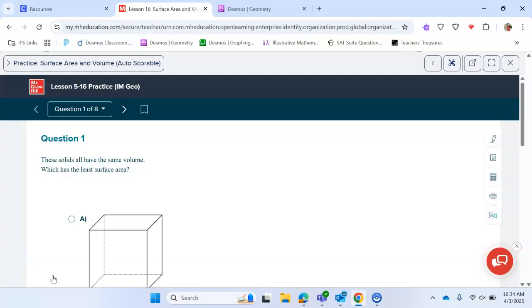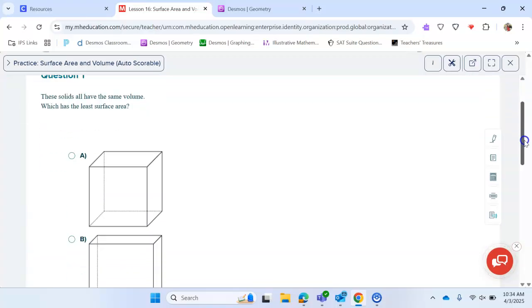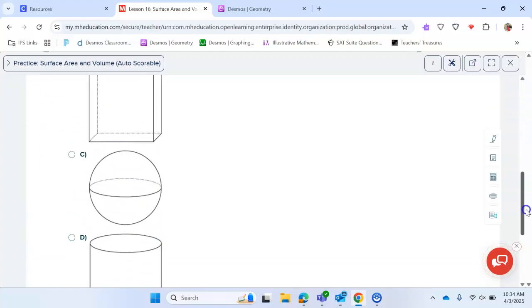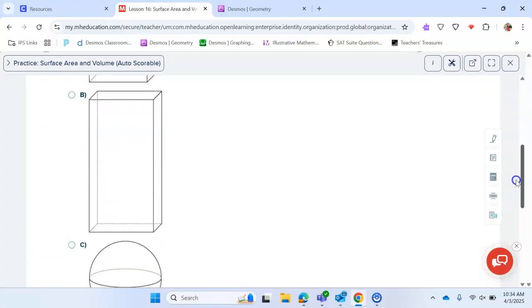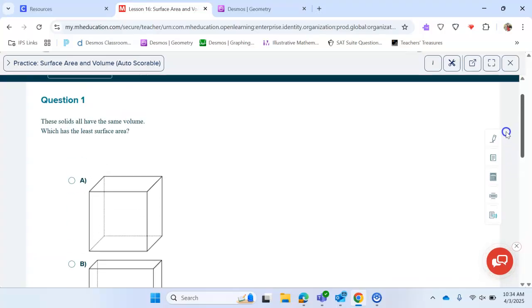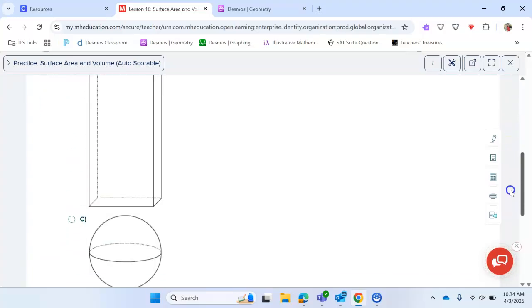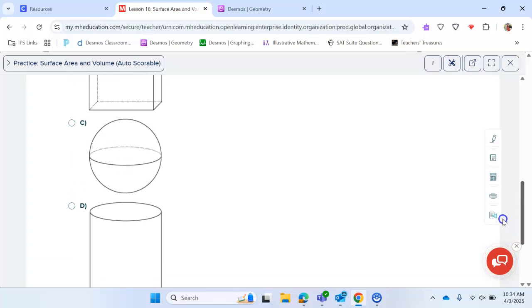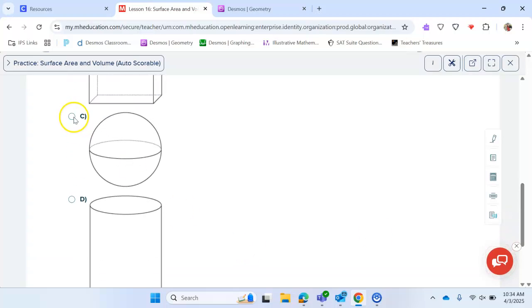Question 1. These solids all have the same volume. Which has the least surface area? If they have the same volume, they would all hold the same amount of water. The surface area is the amount of material that would be needed to make it. So the sphere would have the smallest surface area.